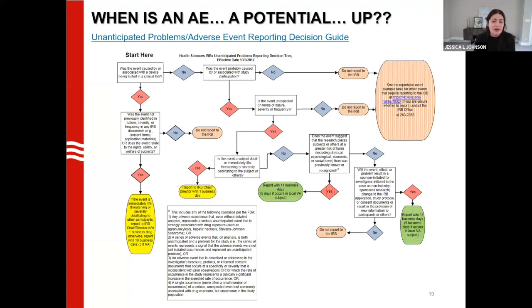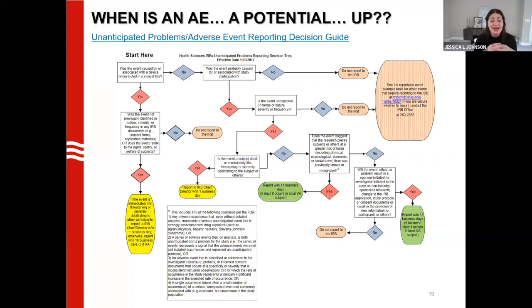And this is everybody's favorite, and by favorite, I mean haunts their dreams at night, including mine, flow chart of when does a UP need to be reported to the IRB. This has stuck around for over 13 years, as long as I've been here.